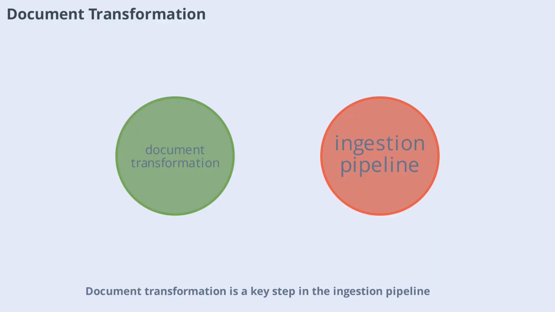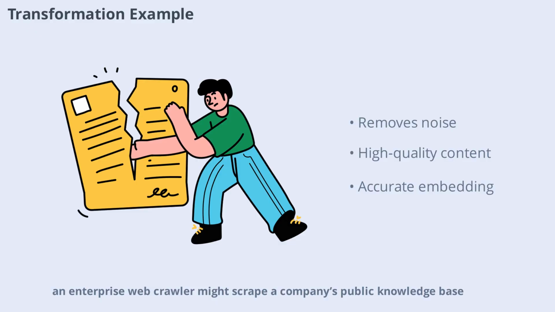Document transformation is a key step in the ingestion pipeline. It sits between raw text extraction and chunk embedding, cleaning and enriching data by removing unnecessary markup, translating languages, and normalizing text. This ensures that only high-quality, relevant content is embedded for retrieval. For example, an enterprise web crawler might scrape a company's public knowledge base. The document transformer removes all HTML sidebars, header menus, and legal links, leaving only the instructional markdown text. This high-signal content is then embedded for accurate retrieval.